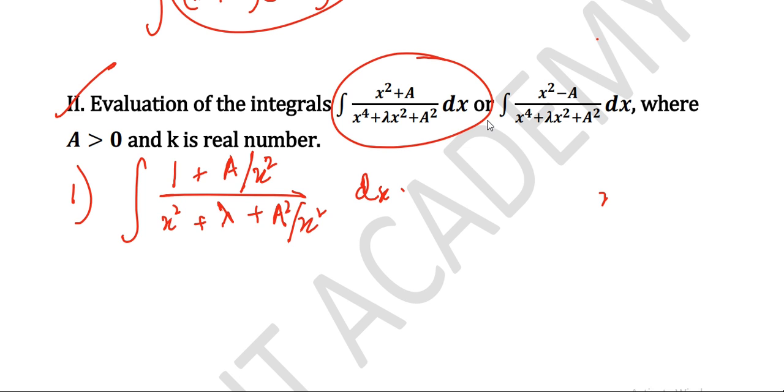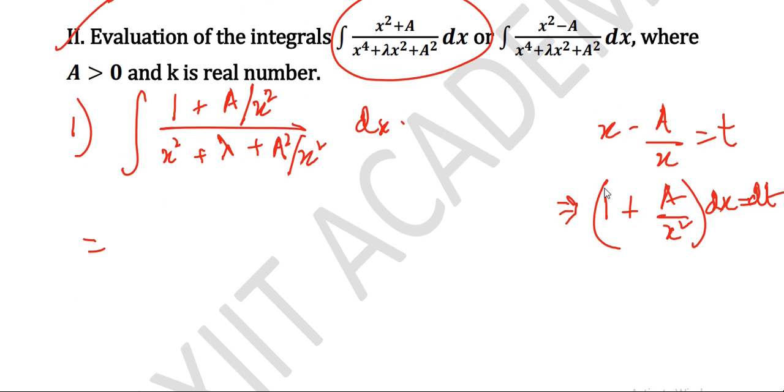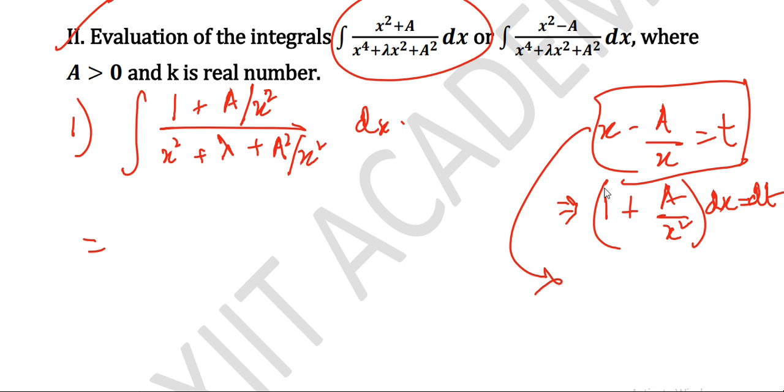So we can take the substitution as x minus a by x as t. Now if you take this substitution, 1 plus a by x square dx is dt. So this is the numerator, dx is dt. And regarding the denominator, x square plus a square by x square. Now if we square both sides, this will be a square minus 2ab plus b square equals t square.